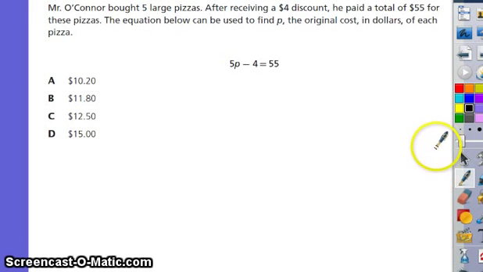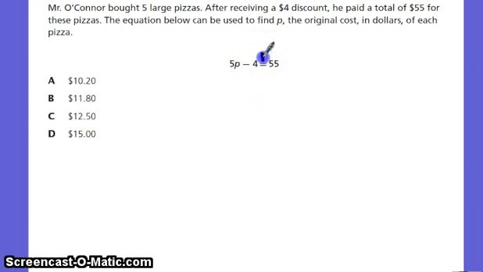So here we go with writing and solving equations part 2 with standards 3.7 and 3.8. This particular one, Mr. O'Connor bought 5 large pizzas. After receiving a $4 discount, he paid a total of $55 for these pizzas. The equation below can be used to find P, the original cost in dollars of each pizza.